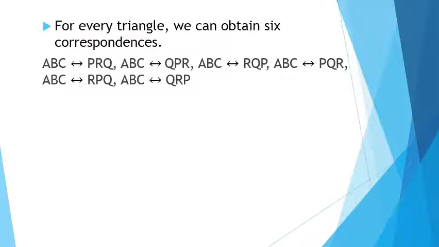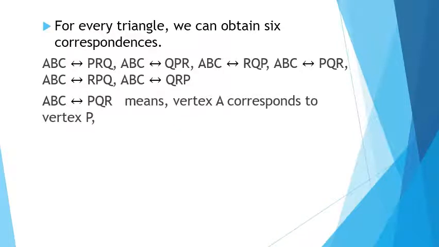That means vertex A corresponds to vertex R, vertex B corresponds to vertex P, and vertex C corresponds to vertex Q. Again turn the second triangle anti-clockwise. Then we get the correspondence: vertex A corresponds to vertex Q, vertex B corresponds to vertex R, and vertex C corresponds to vertex P. These are the 6 correspondences we obtained from 2 triangles.